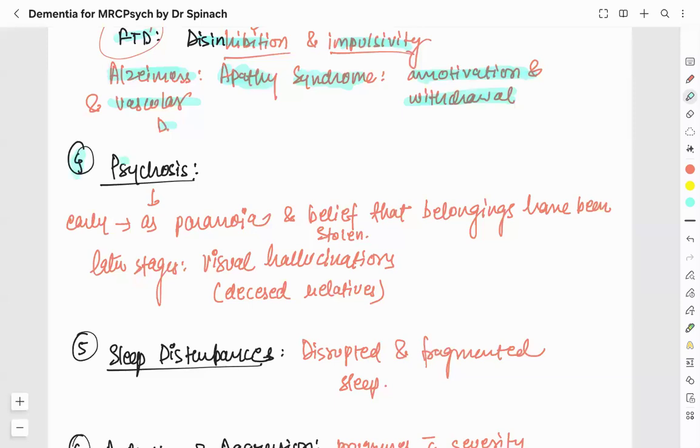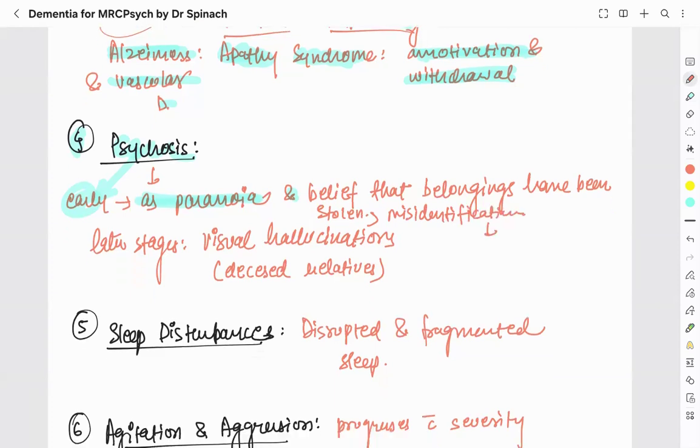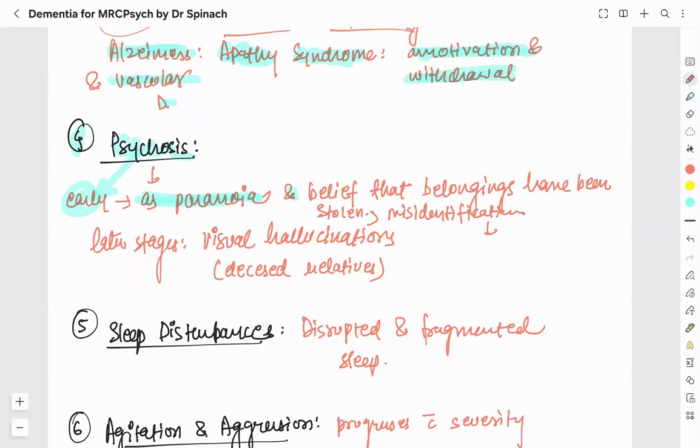Moving on to psychosis, early it is seen as paranoia and belief that belongings have been stolen. And there is one more, misidentification of the family members. Sometimes they would misidentify the family member as a deceased person. Son would be misidentified as some relative who is deceased, for example.